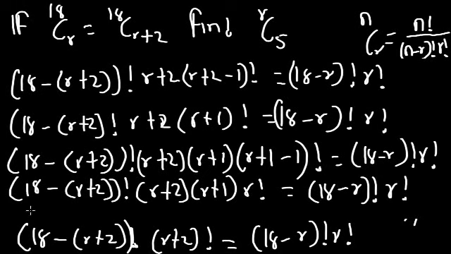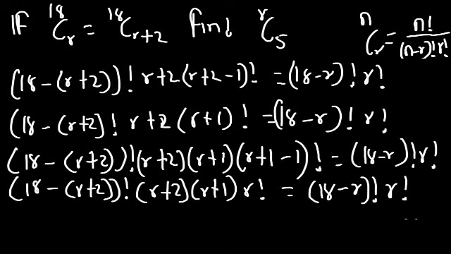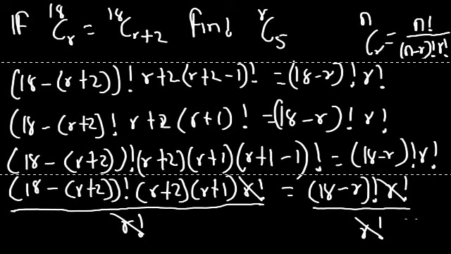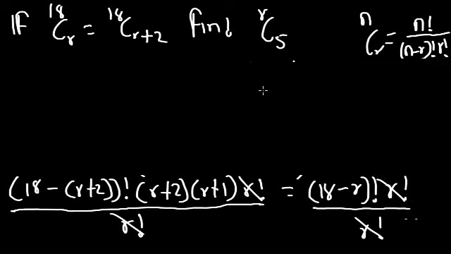Now I can clearly say that at this point, we can cancel out the r factorial by dividing both sides by r factorial. So this cancels out and this cancels out. Perfect. So what do you think we can do at this point? We still have some other factorials left over, so we need to find a way to get rid of them. So let's try to touch this and this.